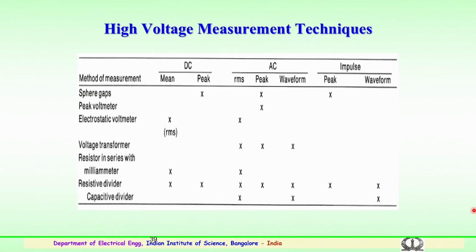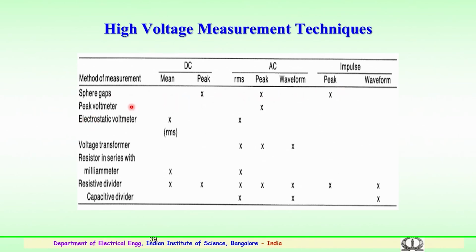So, various types of voltage measurement techniques are available. This table gives the information about the method of measurement, whether it is an average or mean value or a peak value. This is for DC; for AC it could be RMS or peak. In case of impulse, again it could be a peak or the actual waveform which could be obtained. Here you can see the spark gaps, when used for DC measurement, give the peak values. Similarly, for AC peak values and for impulse peak values. So, spark gaps are used for measurement of peak values.